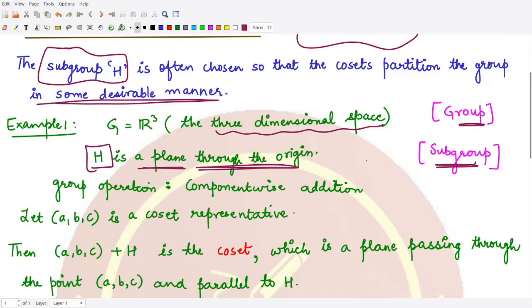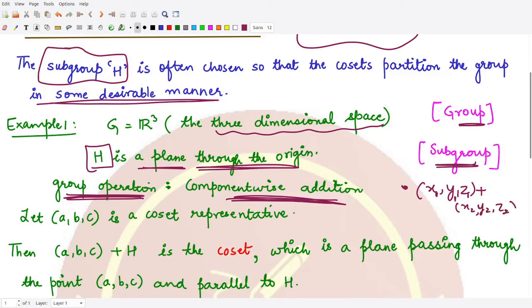Now the group operation that we are taking is component-wise addition. So we are taking some point in three-dimensional space, let's call that point x1, y1, z1, and another point x2, y2 and z2. Therefore our group operation defines that we have x1 plus x2, y1 plus y2 and z1 plus z2. So this is our group operation.